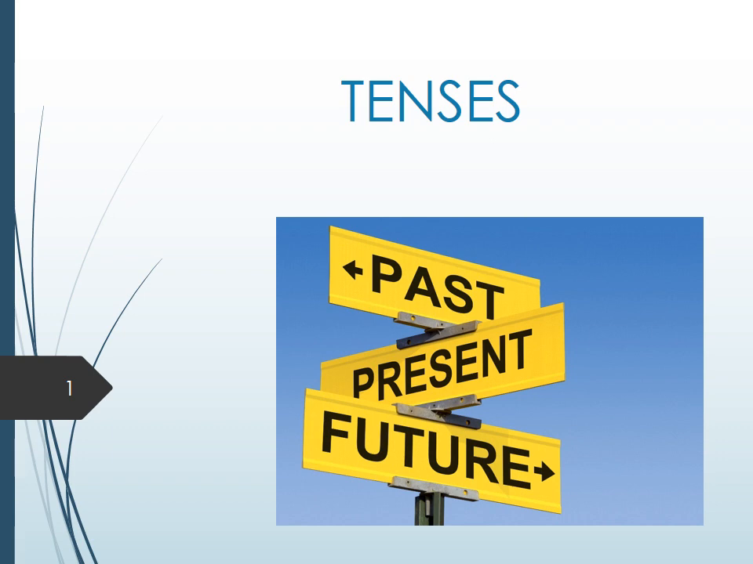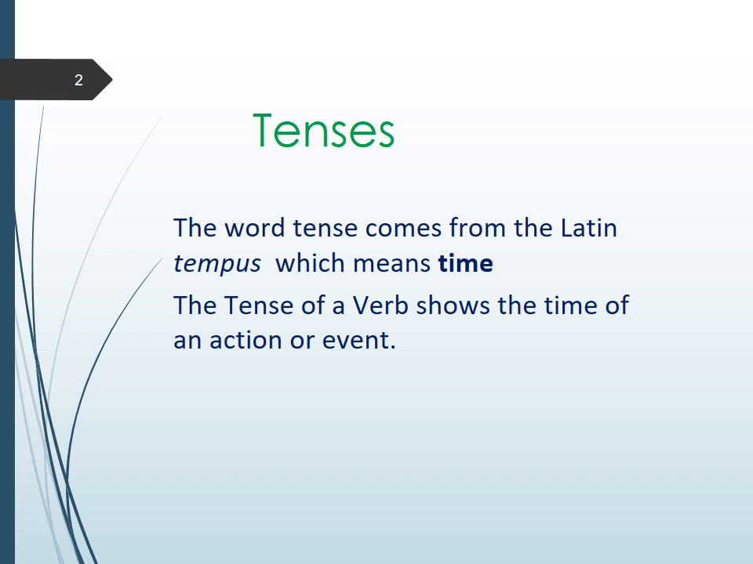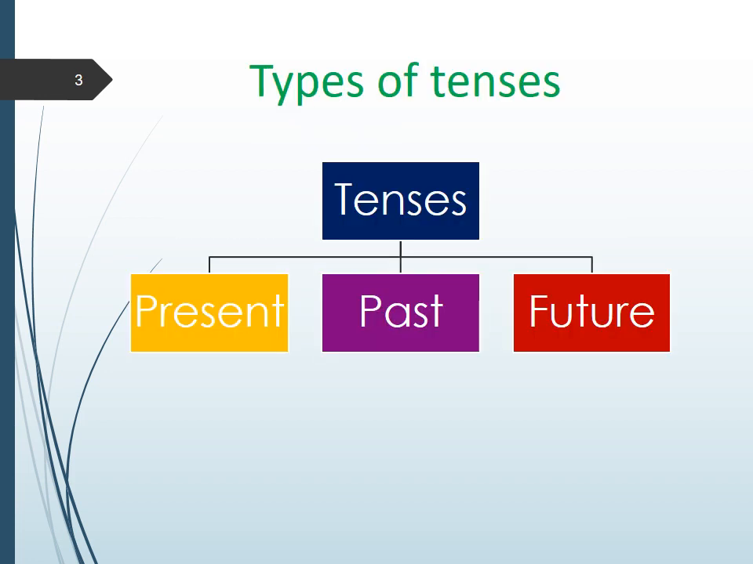Today we will do tenses. The word tense comes from the Latin word tempus, which means time. The tense of a verb shows the time of an action or an event. There are three main verb tenses in English: present tense, past tense, and future tense.